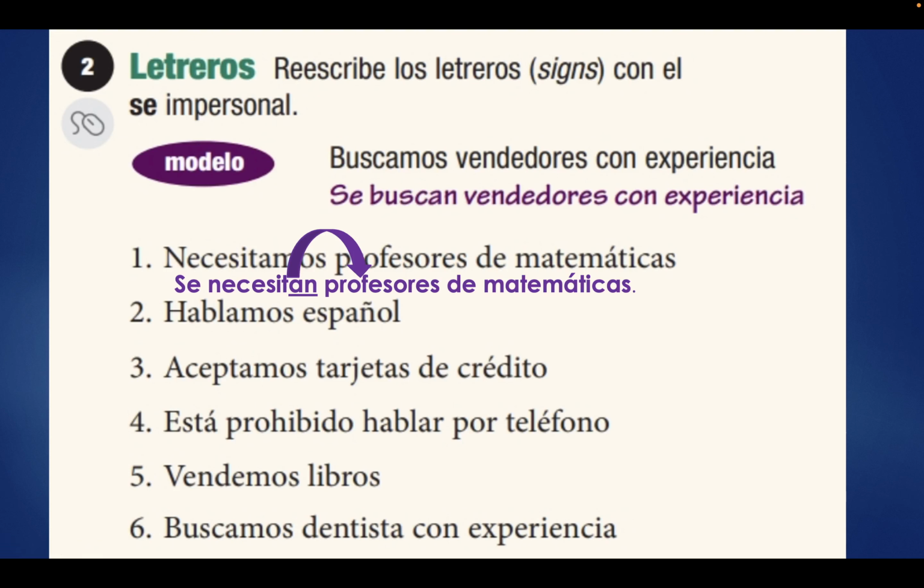Número dos is pretty simple. It just tells us that hablamos español. We speak Spanish. Okay. Well, we can make this a little bit more impersonal by saying that Spanish is spoken here. So we take the verb hablar, to speak, and we say that Spanish is spoken. Español in this case is a singular noun. So se habla español. Spanish is spoken. Número tres, aceptamos tarjetas de crédito. We accept credit cards. Well, we could say more impersonally, credit cards are accepted. So we take the verb aceptar, to accept, and we say, se aceptan tarjetas de crédito. Credit cards are accepted.